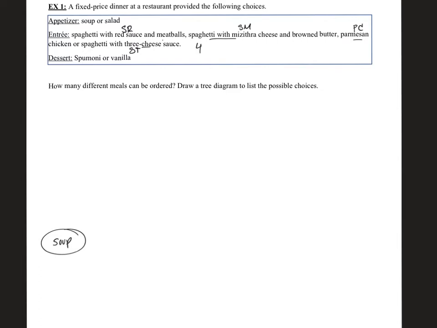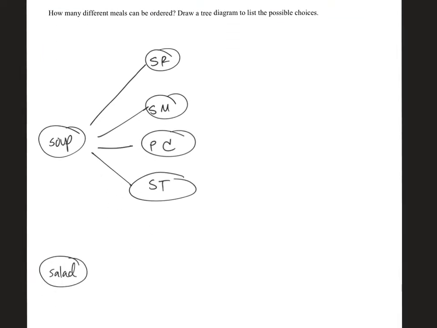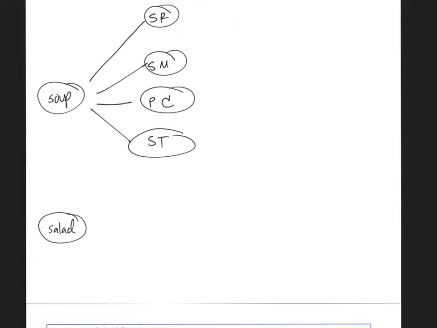Alright, let's do that. So if, for example, you had decided to go with the soup first, and let me actually rewrite this a little higher. So your options would be spaghetti with red sauce, spaghetti with mozzarella cheese, Parmesan chicken, or spaghetti with the 3 cheese. There's the options there. And then same thing, if you had chosen the salad, you would still get the same 4 options for your entree.